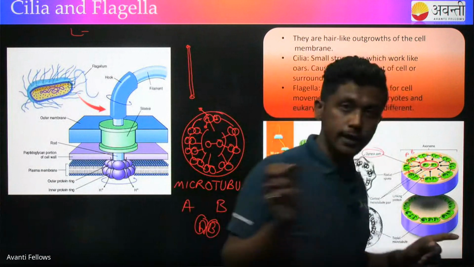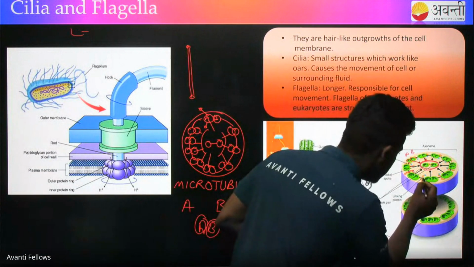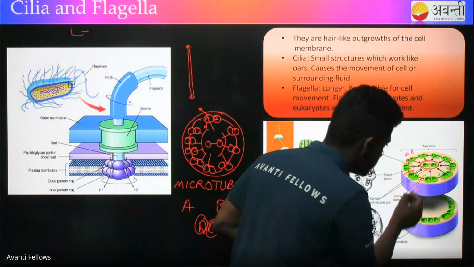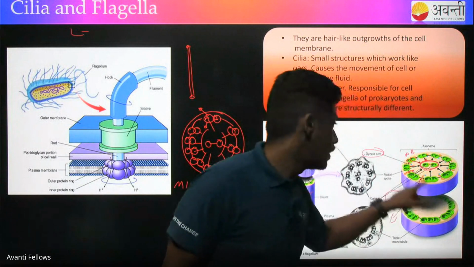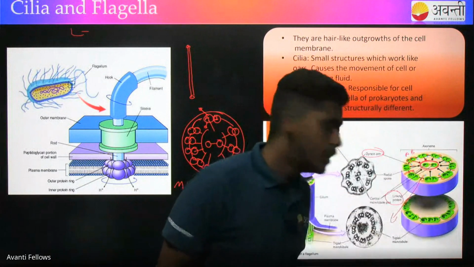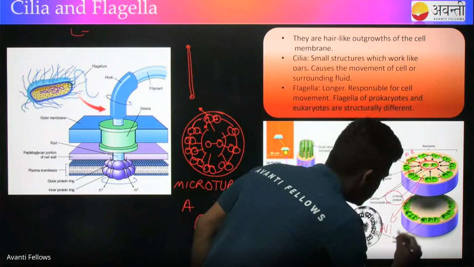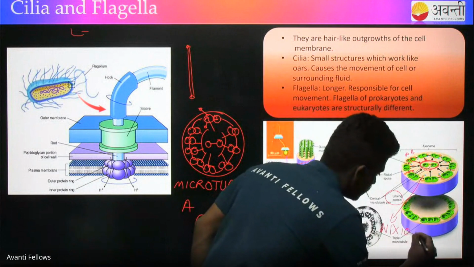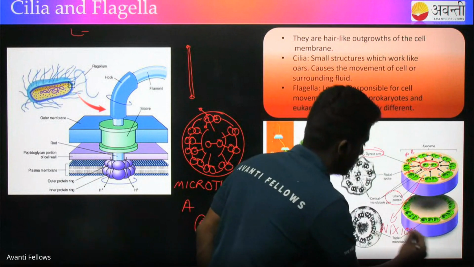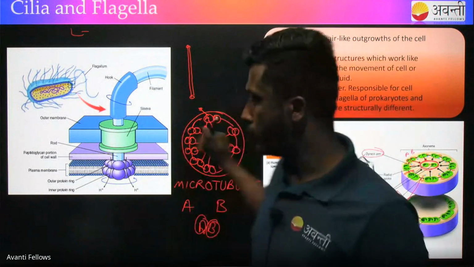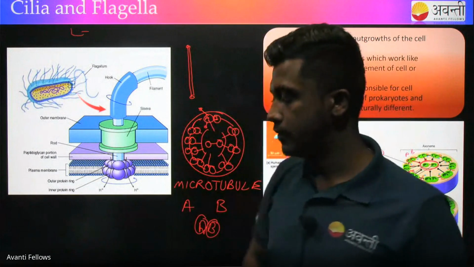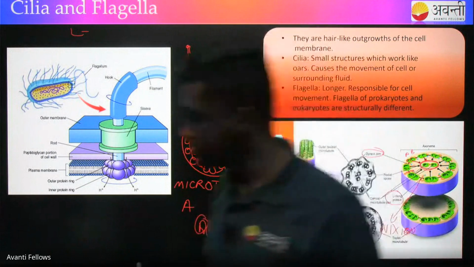One more thing. I told you that these bridges are given as linking protein. These bridges, which are called intermicrotubular bridges, are also called nexin bridges. That is because of the protein nexin, which is part of the composition of the flagella. Okay. Did you guys understand the structure of flagella?